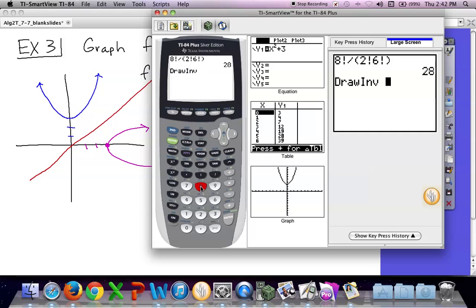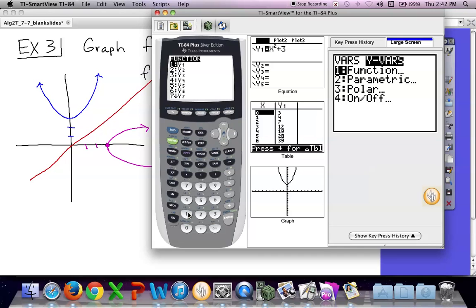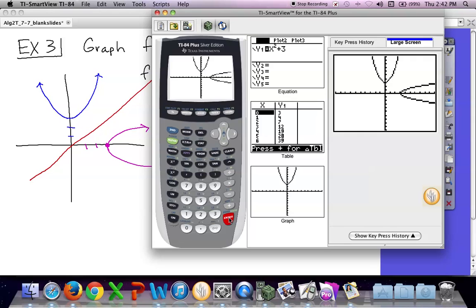And the way you do that, there might be another way to do it, but the way I do it is like this. I go to the vars key, which is just next to the program, and then scroll over to the y vars, and 1 for function, and there's the y1 where we put that thing. And so now it says draw inverse with y1 after it, saying draw the inverse of the thing we put at y1. And when I hit enter, not graph, but when I hit enter, it draws the inverse there.